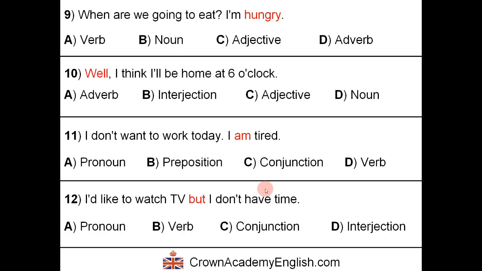Question 12. I'd like to watch TV, but I don't have time. So the word in red is but. So in this sentence, what type of word is but? Is it A, a pronoun, B, a verb, C, conjunction, or D, interjection?